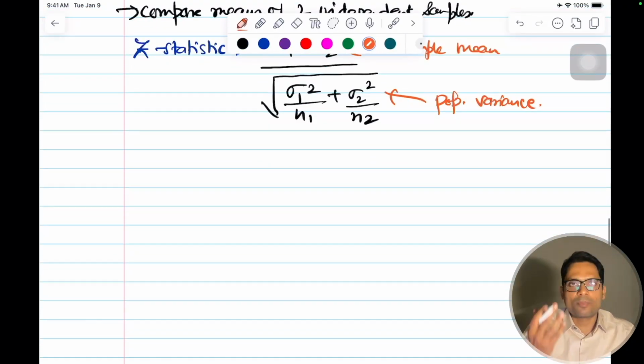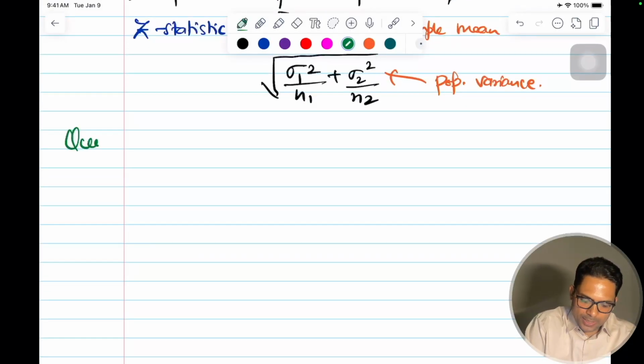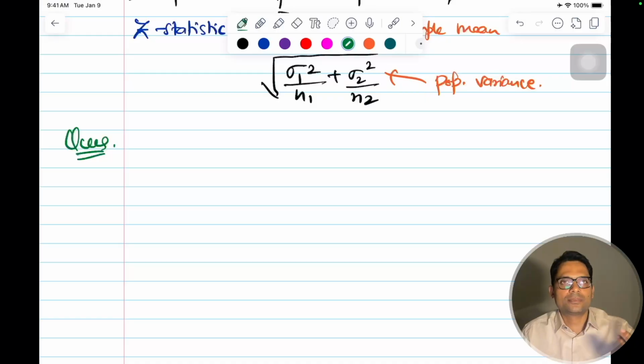Now let's do a quick problem to understand it. This z-test is very simple. The only tricky part is that many people don't understand how to check the z-score table. I'll show you that quickly, but let's do a problem now.